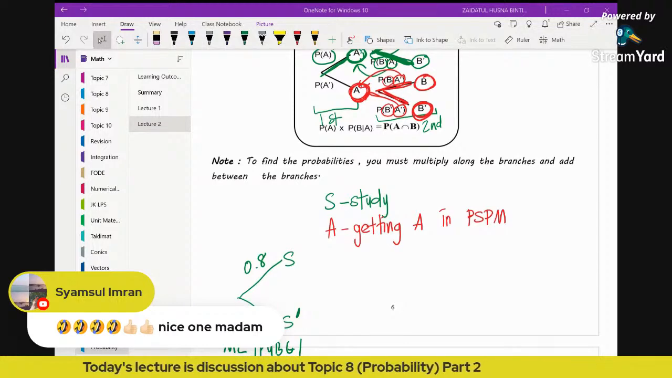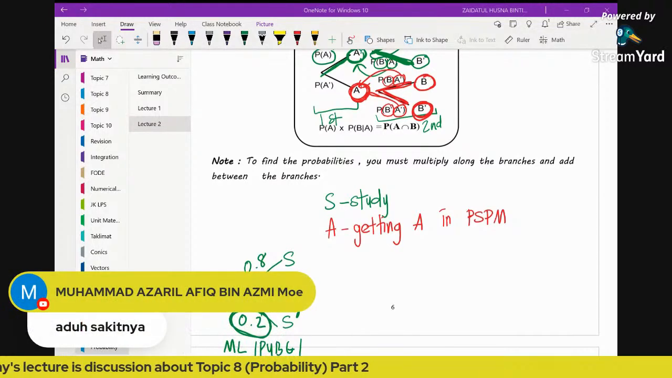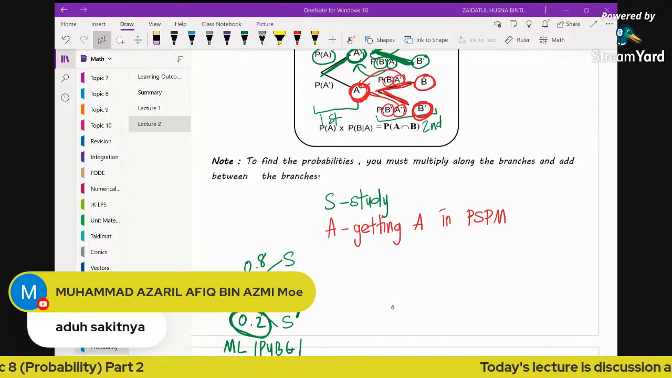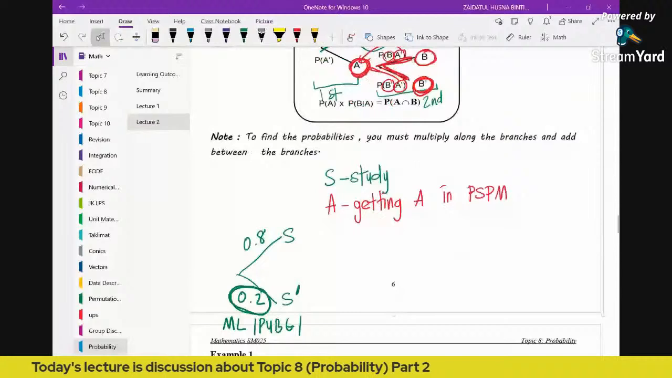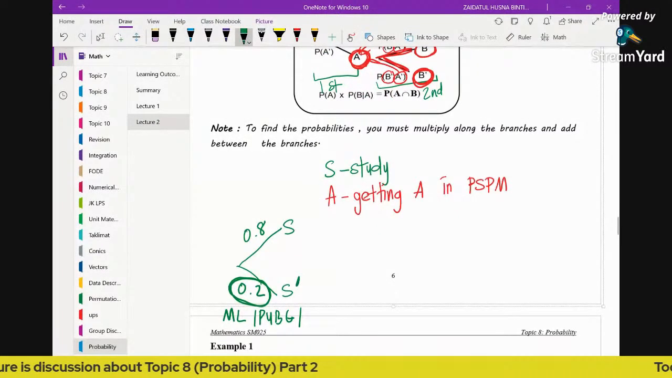Alright, okay, so contoh lah. Aduh sakitnya. Azari terasa ke? Tak apa, Azari dapat A. So Azari termasuk dalam golongan yang study tu lah. Don't worry. Alright, so macam ni lah. Probability of student yang study 0.8. Yang tak study pun ada 0.2.